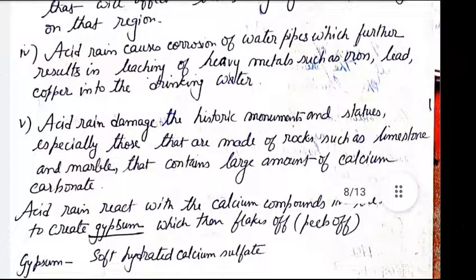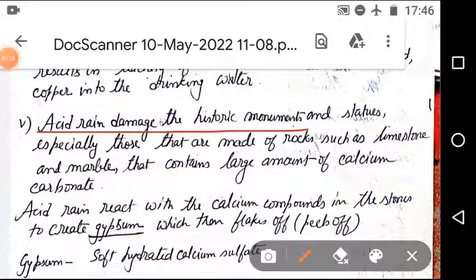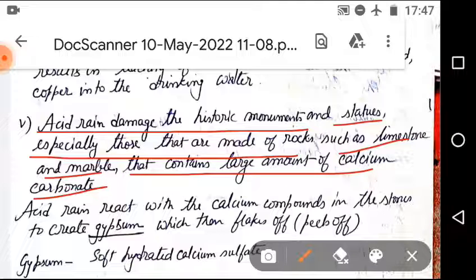Acid rain damages property. Some historic monuments and statues, especially those made of rocks like limestone and marble, contain a large amount of calcium carbonate. Scientifically, acid rain can react with calcium carbonate and calcium-like compounds and damage buildings made of limestone and marble. That's why the Taj Mahal is being affected by acid rain. It is an indication that we are polluting the air, which results in acid rain formation.